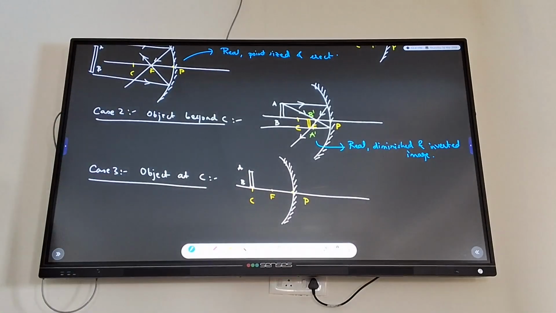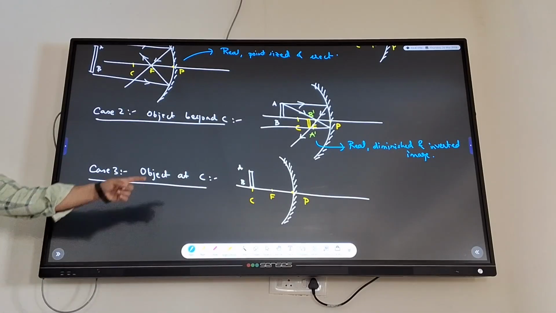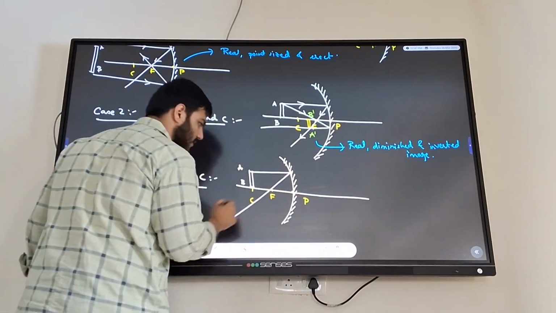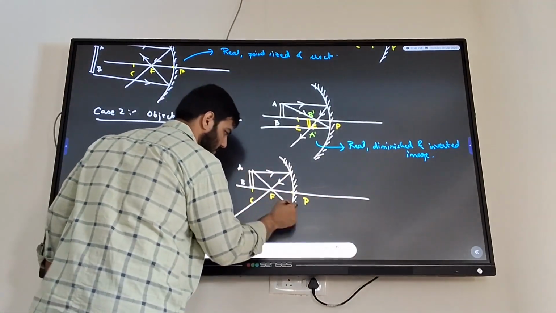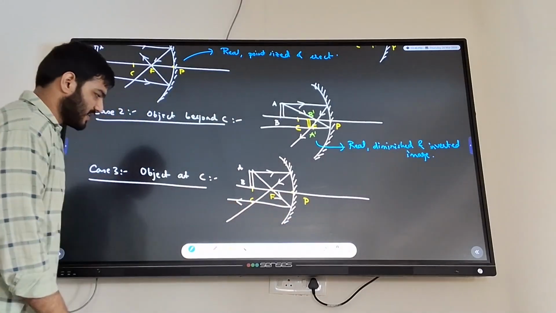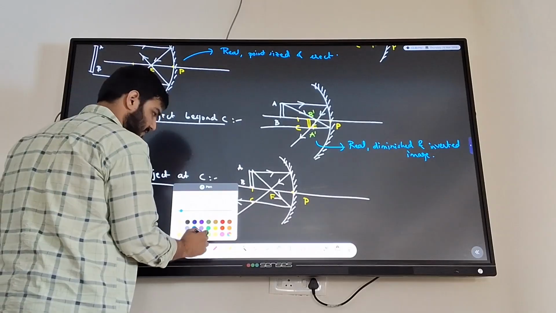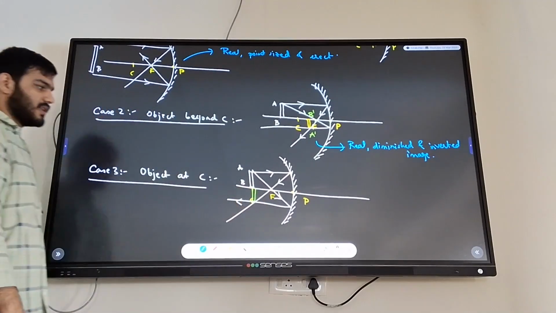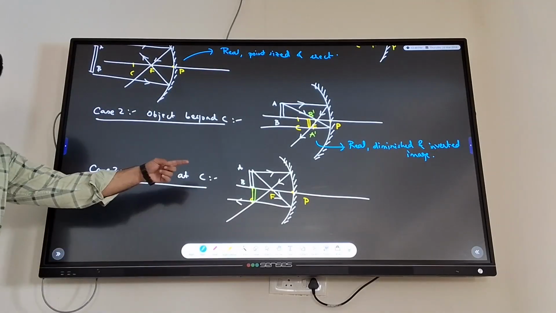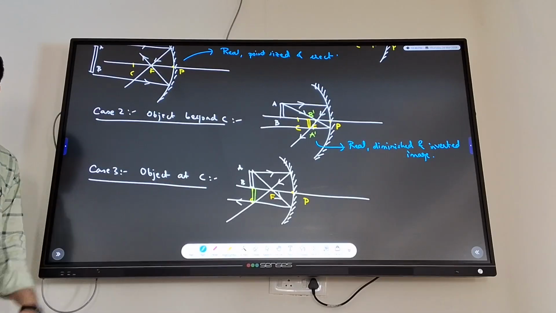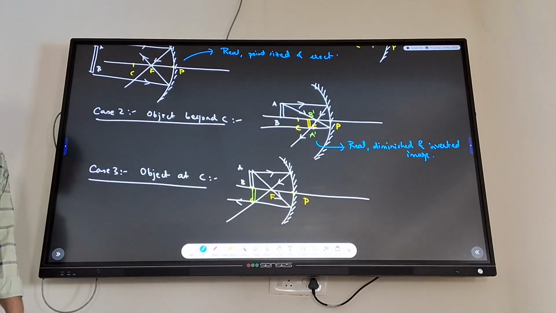What can be two rays that I can consider here? One parallel to the principal axis, one passing through the focus. Again the same thing, consider it like that. And if I consider, then roughly what do I find? I find my image something like this. So if I put my object at C, my image will be at C again. What about the size? Same size.